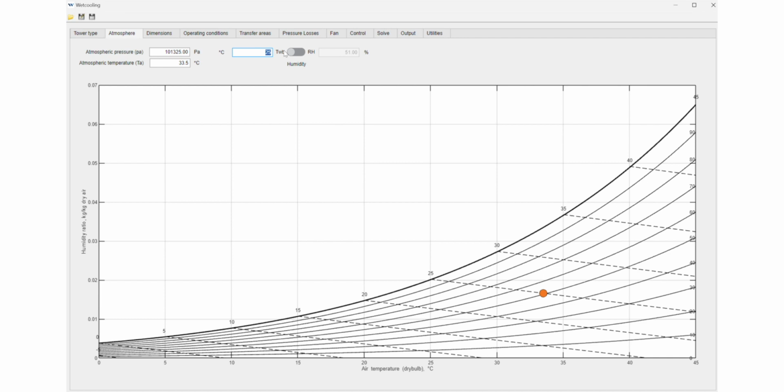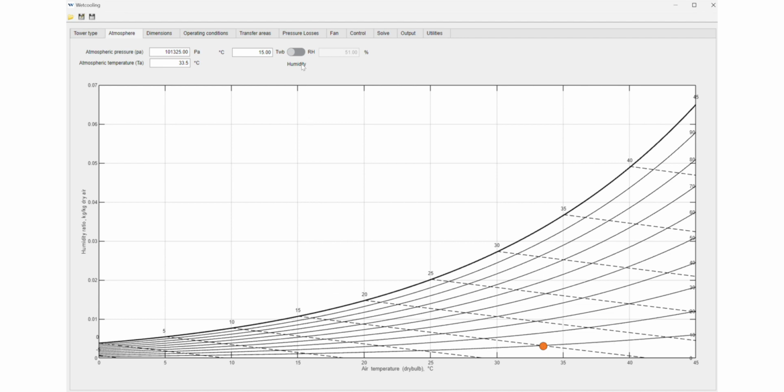So here we change it from, let's say, 25 for the wet bulb temperature to 15. If I change that, you can see that the state of the air indicated by this orange dot moves to a wet bulb temperature of 15.